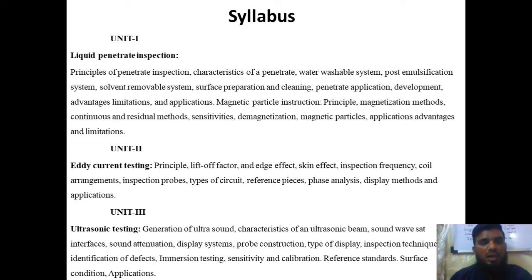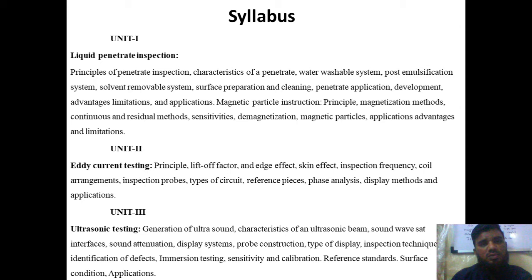Similarly, materials will also be tested using two techniques: one is destructive and another is non-destructive. First of all, let us see what the syllabus is, how it is covered, and then we will see the introduction part of non-destructive testing in lecture 1 of this subject. So the syllabus goes like this.